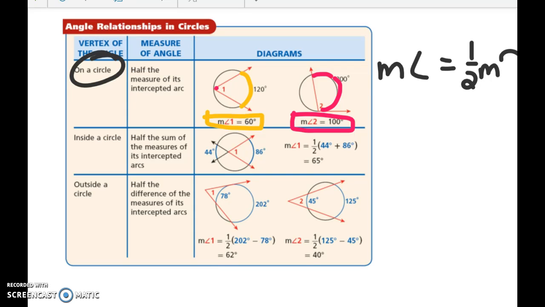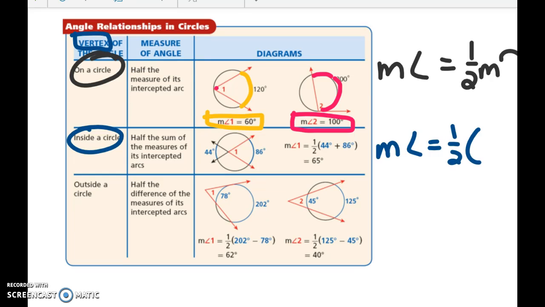Now, if the vertex of the angle, paying attention to that word there, vertex, is inside the circle, then the measure of the angle is equal to half the sum of the arcs. Half the sum of arcs.